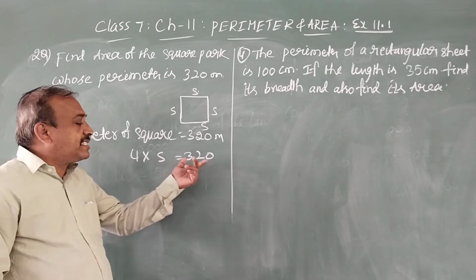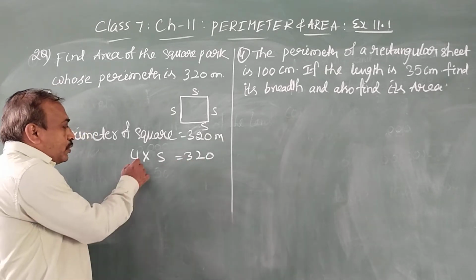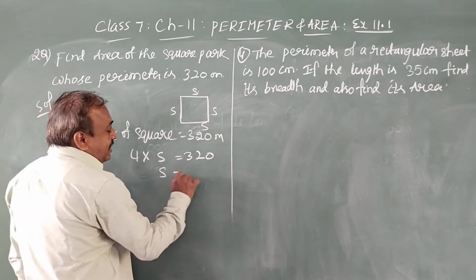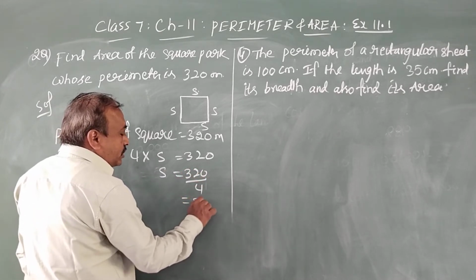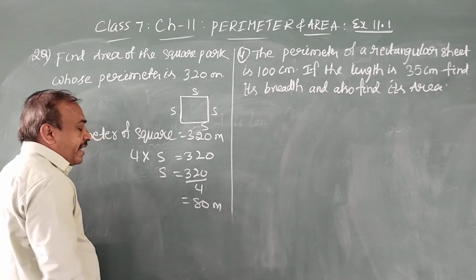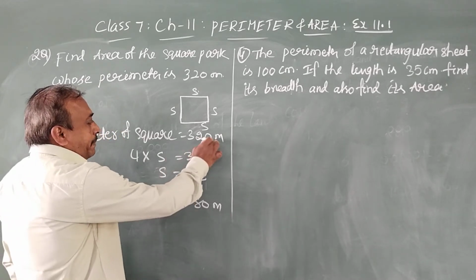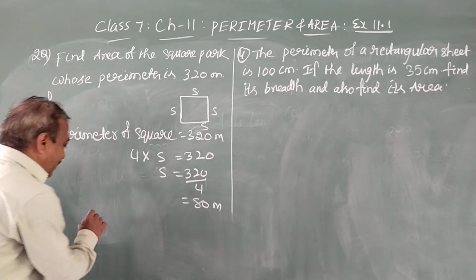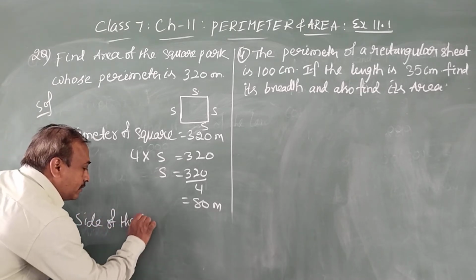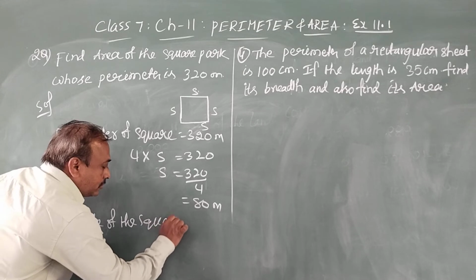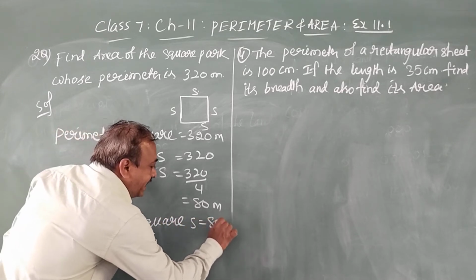So 4 into s is equal to 320. Transpose this 4 to that side, then s is equal to 320 by 4, which is equal to 80 meters, because the perimeter is in meters. So the side of the square, s, is equal to 80 meters.